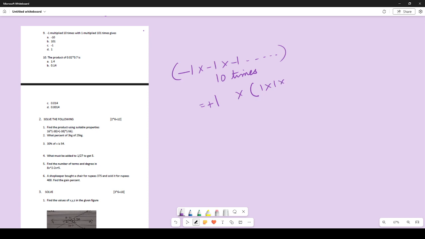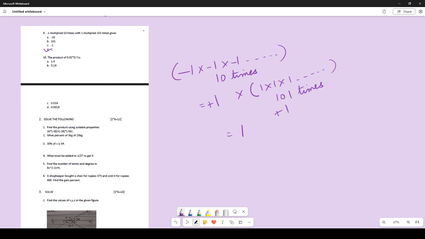Now it is multiplied once again with 1 multiplied 101 times. So it is not 1 multiplied with 101, but it is multiplied with 1 itself 101 times. It does not matter whether this is multiplied an odd number of times or an even number of times. This will always be +1. So +1 into +1, that makes the answer also as 1. So this will be the correct option.